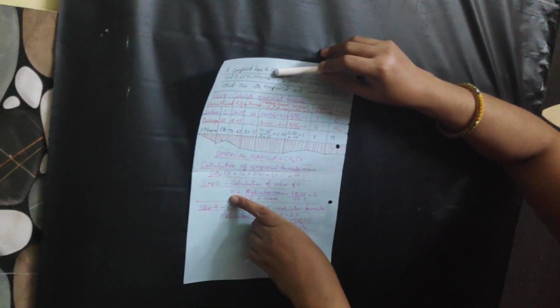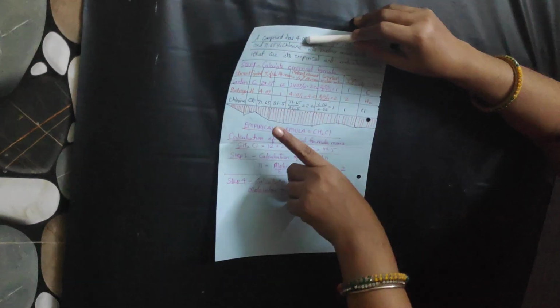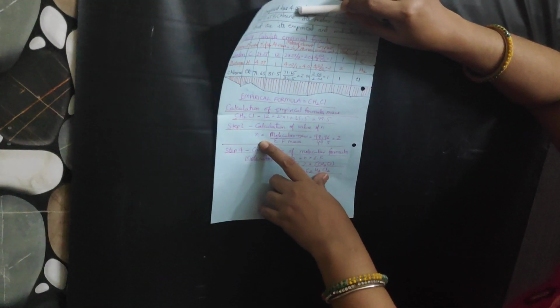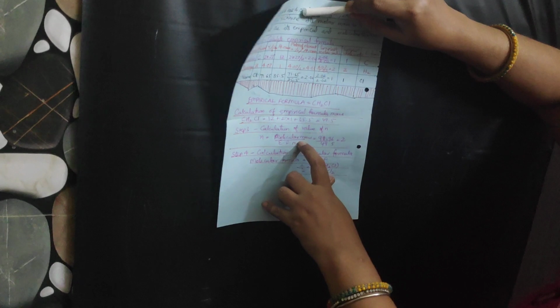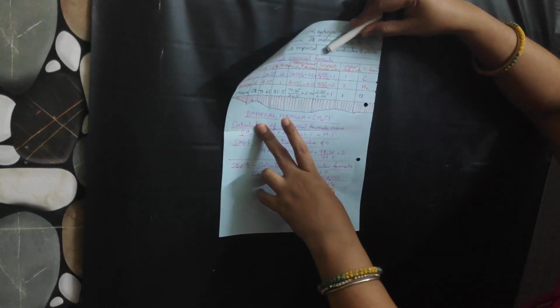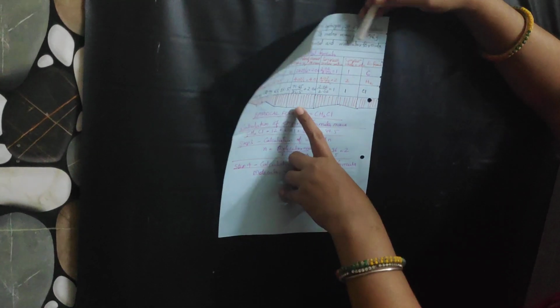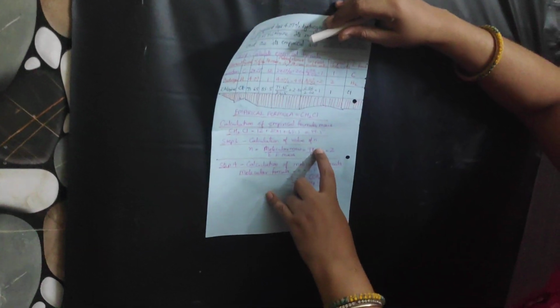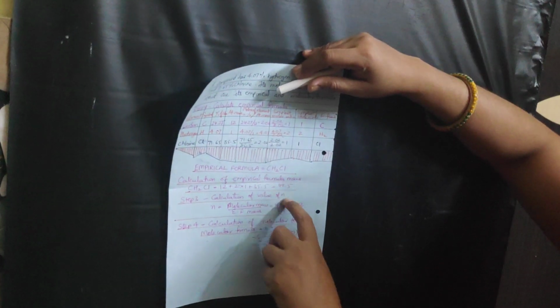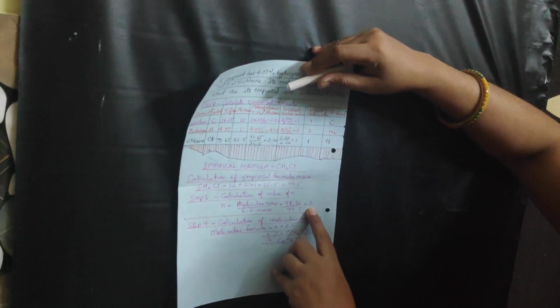Now step 3: after we have calculated the empirical formula and the empirical formula mass, we have to calculate the value of n. This n is calculated by dividing the molecular mass by the empirical formula mass. We are given the molecular mass as 98.96. It's given in the question. So 98.96 divided by the 49.5 which we have calculated gives us 2.